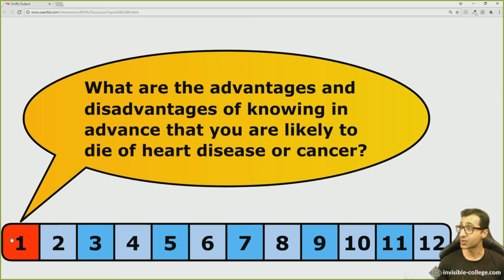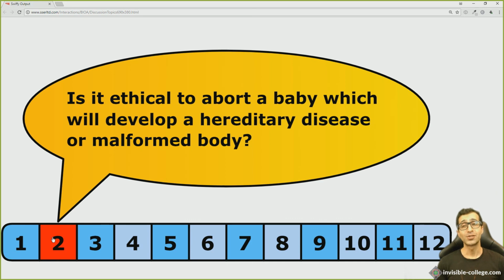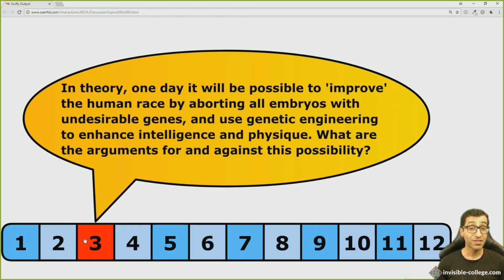So, for example, we could ask the question, what are the advantages and disadvantages of knowing in advance that you're likely to die of heart disease or cancer? Is it ethical to abort a baby which will develop an hereditary disease or a malformed body? In theory, one day it will be possible to improve the human race by aborting all embryos with undesirable genes and use genetic engineering to enhance things like intelligence and physique. What are the arguments for and against this possibility?